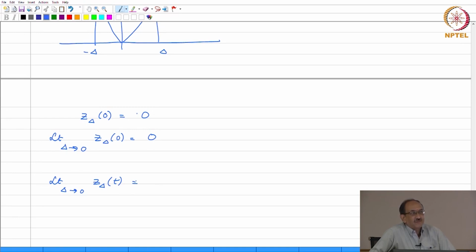No, I am just limiting myself to the question of what is the value of the limit for t not equal to 0? Zero, right? And what is the area? So, what does this tend to? Tends to delta of t. But z delta of 0 in the limit is 0. Okay.